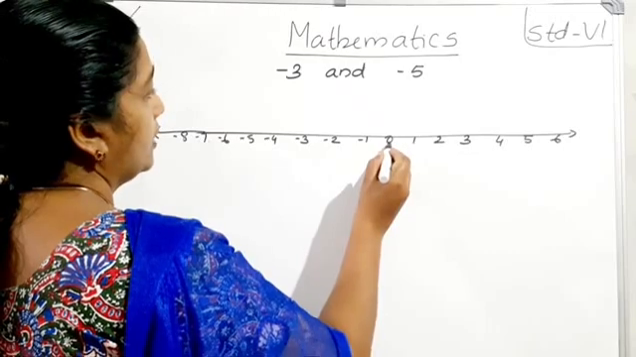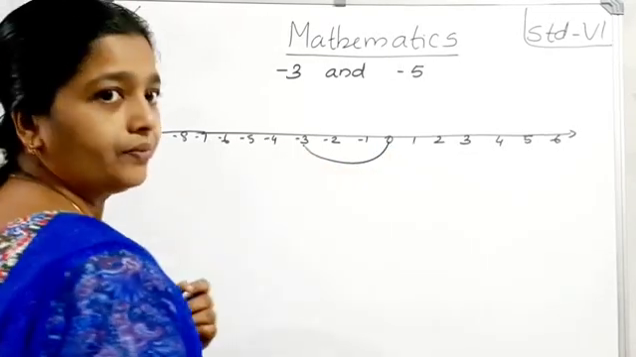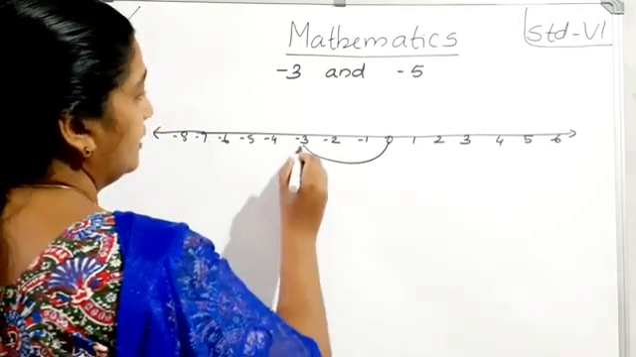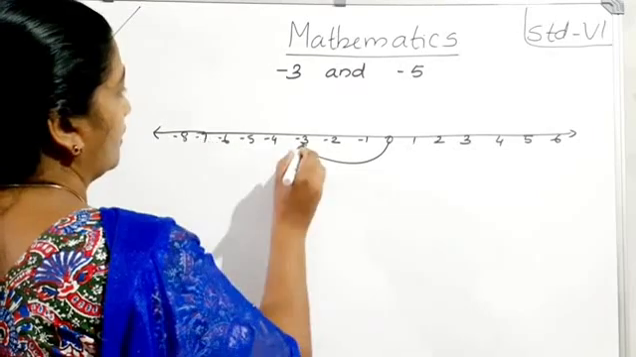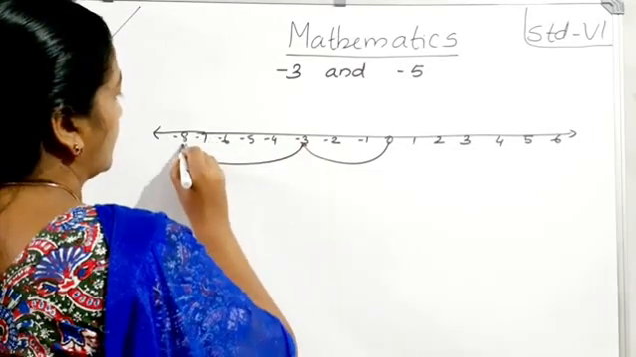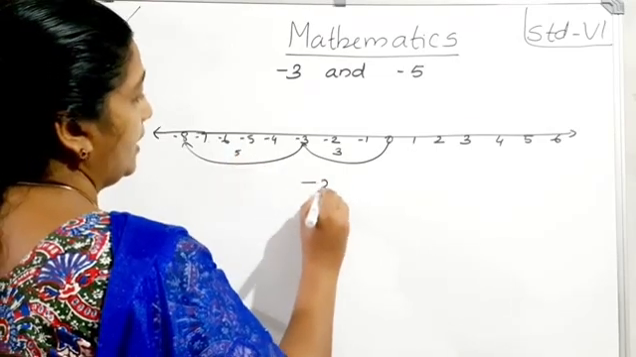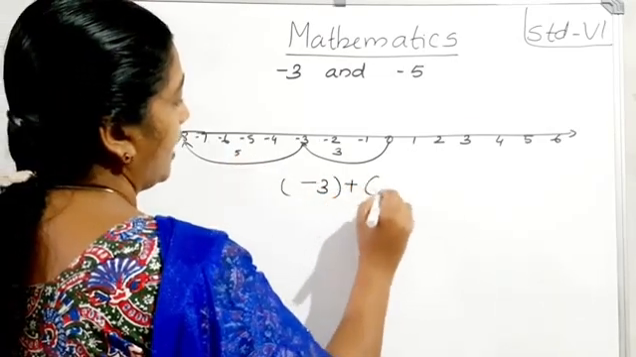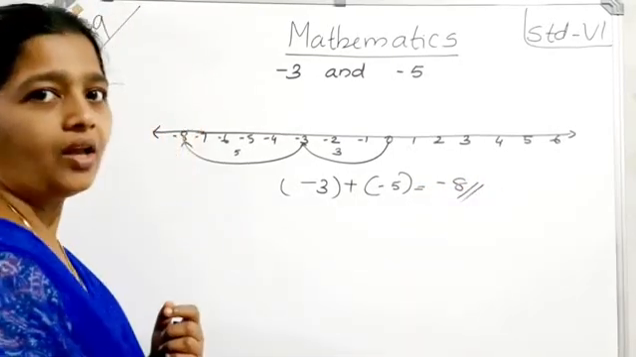So from 0 to 3, 3 divisions. Understand? Next from there, 5: 1, 2, 3, 4, 5. So here 3 and then 5. That equal minus 3 plus minus 5, that equal minus 8. All of you understand?